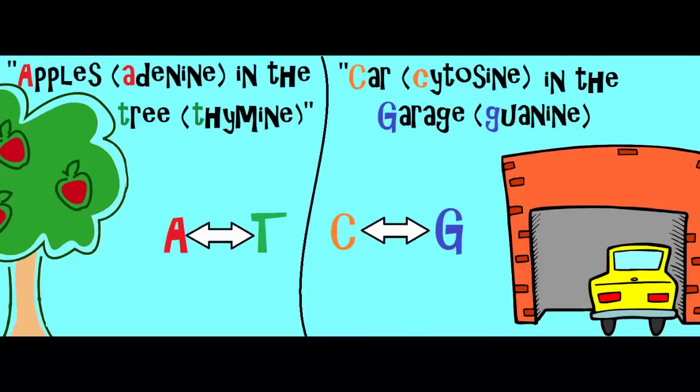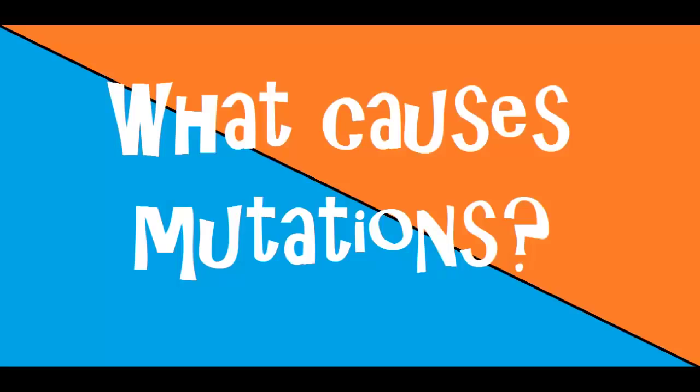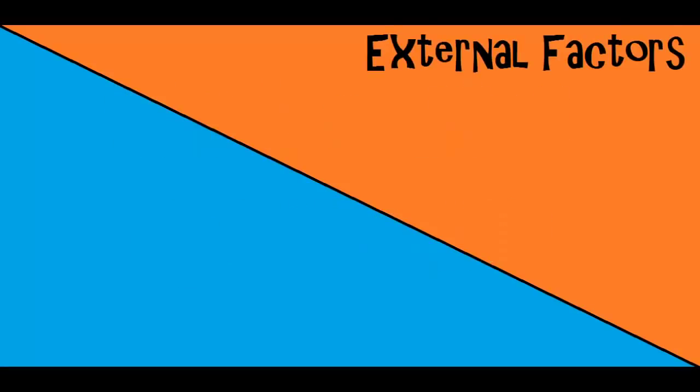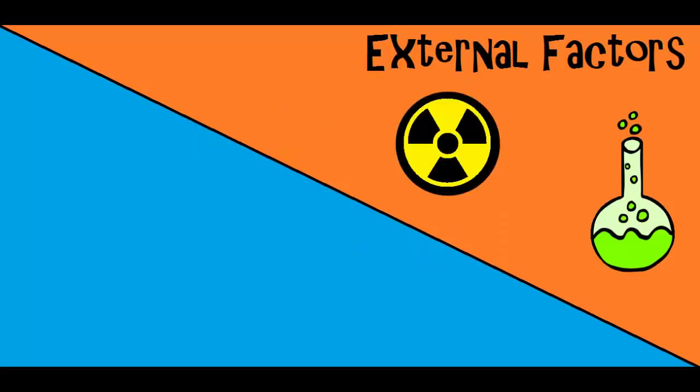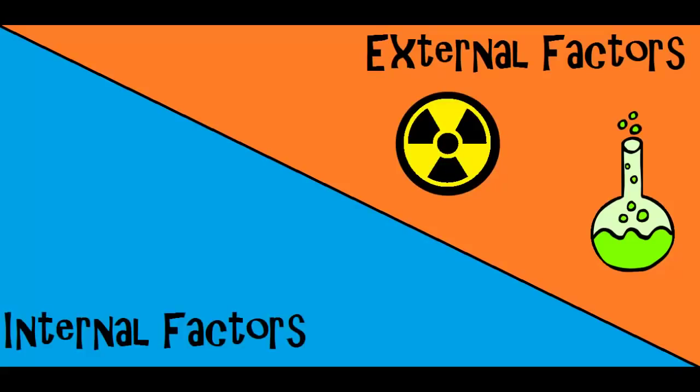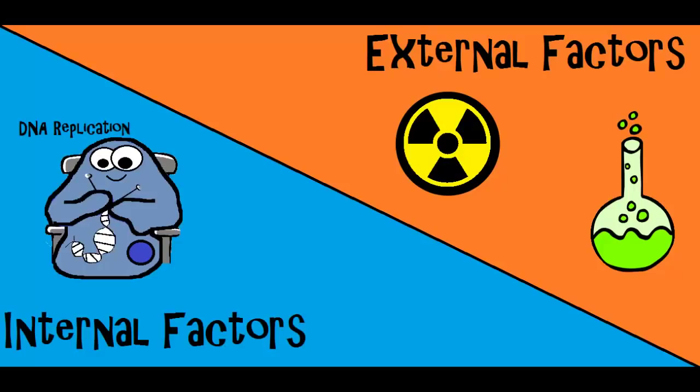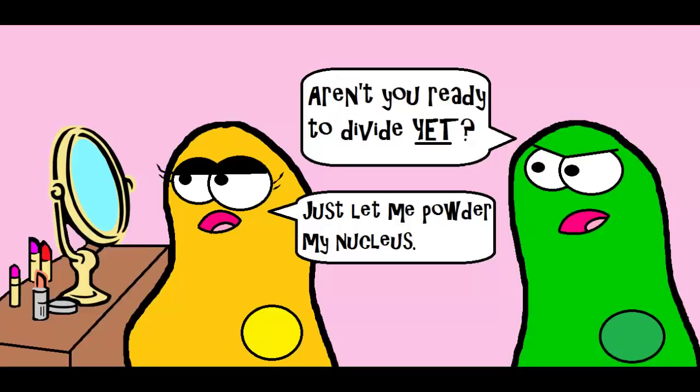And that's all good, but what happens if the wrong base matches up? Many things can cause an error like that. There can be external factors, like chemicals and radiation. Internal things too, like something goes wrong during DNA replication, during interphase. Interphase is a stage that prepares cells to divide during mitosis.